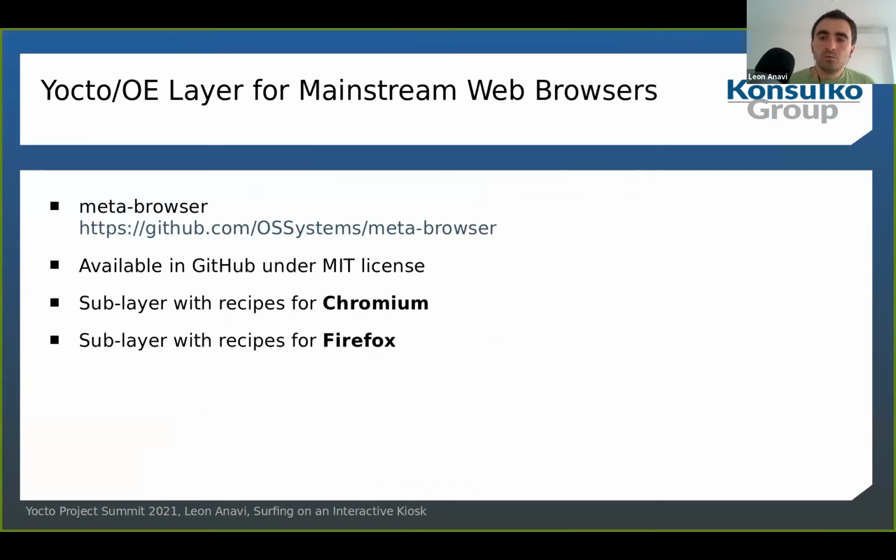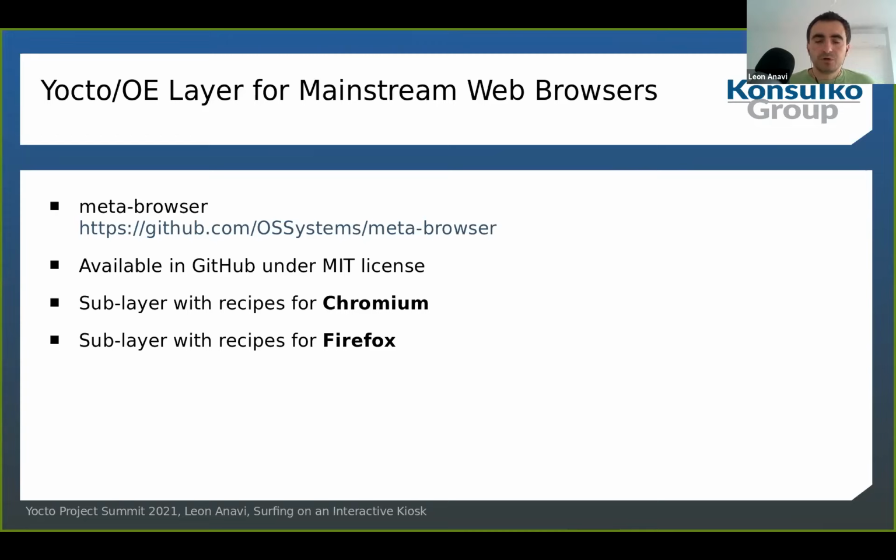So if someone wants to build a kiosk or to integrate a web browser in an embedded Linux distribution built with the Yocto Project and OpenEmbedded, there is the meta-browser layer, which is well maintained. It's quite popular. Actually, I have been using it on several occasions on various different projects. It's available on GitHub under an MIT license. There is a sublayer for Chromium and a sublayer for Firefox. So if you need either of these two most popular web browsers for Linux distributions, go for meta-browser. There you find the recipes, it works, and you can achieve what you need.